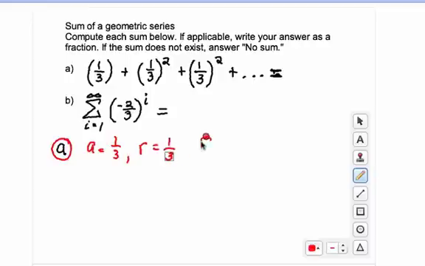So we need to plug this into the formula. S equals A sub 1, so that was 1/3, over 1 minus R. So 1 minus R is 1 minus 1/3. Now you just need to simplify this. Remember that we can write this 1 as 3 over 3, so that we have a common denominator, and 3/3 minus 1/3 is 2/3.